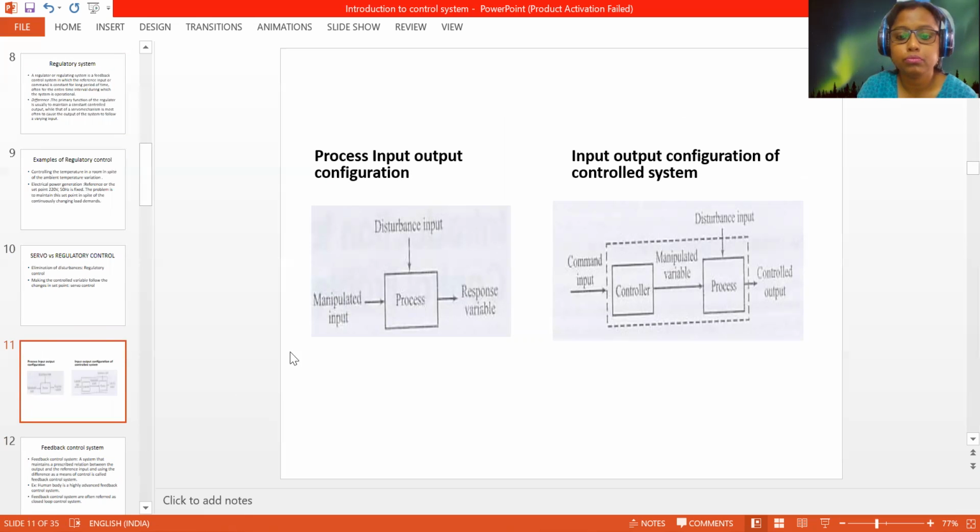I'll show you this, which is known as the input output configuration. Here we have the manipulated input, we have the disturbance input, and the response is here. This is the input output configuration of a controlled system, wherein the input is given to a controller, and the output from the controller is given to a process which has a disturbance as an input.